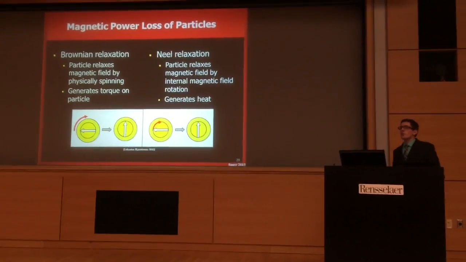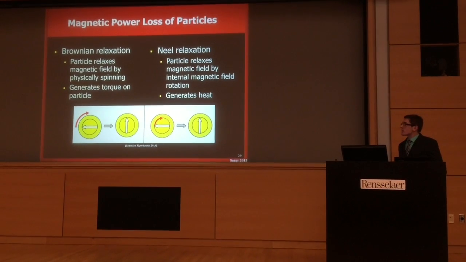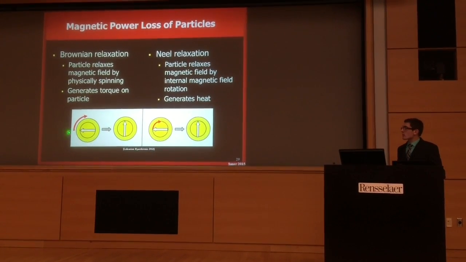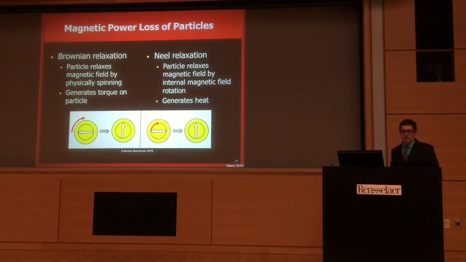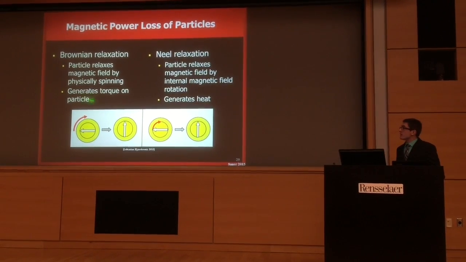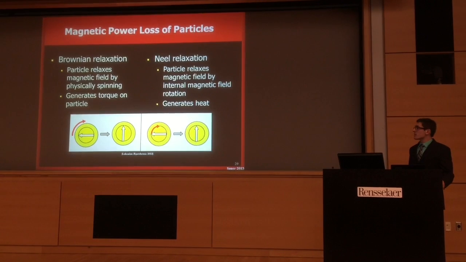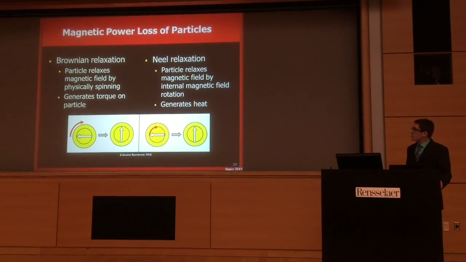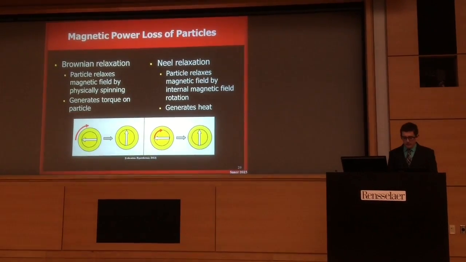A little bit on how particles can transduce magnetic energy. Based on the size, they'll try to align with an applied magnetic field. With a larger particle, the entire particle is going to rotate to align with the applied magnetic field because that's energetically favored, and this generates torque in the particle. As the particle gets smaller, it's easier for the magnetic moment to turn within the particle to align with the field, and this generates heat via something like a viscous loss.